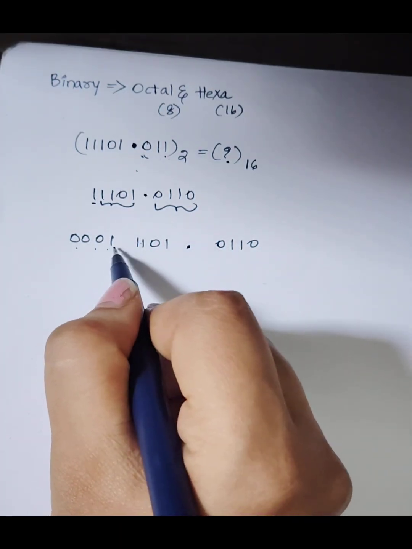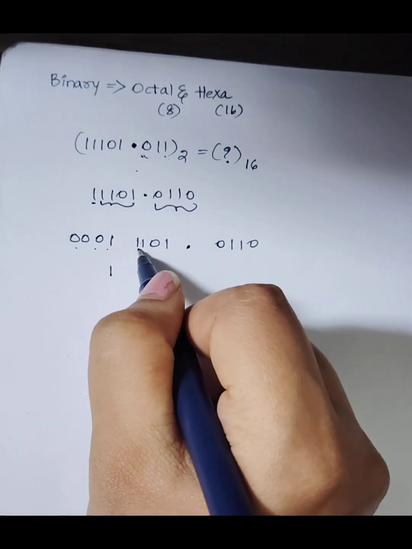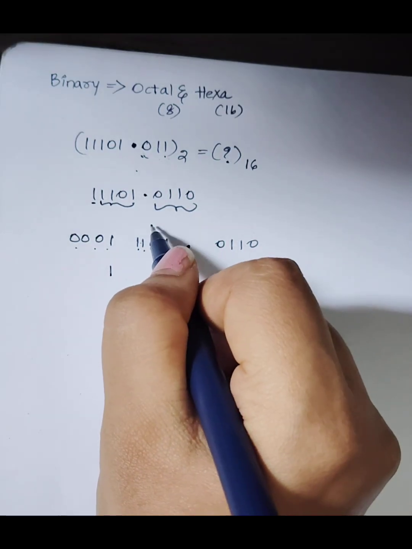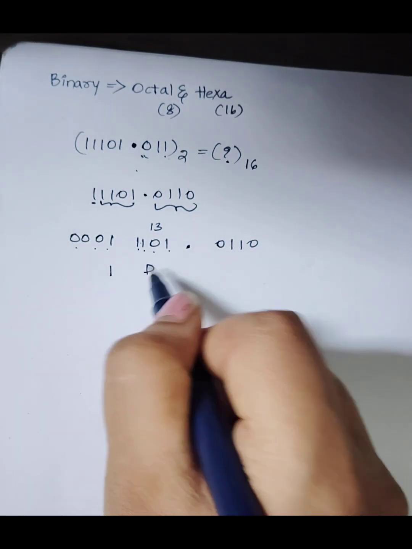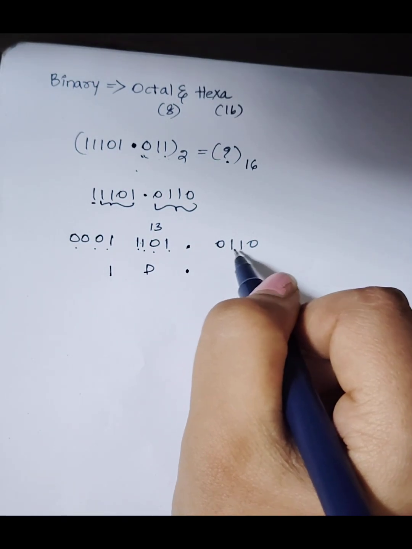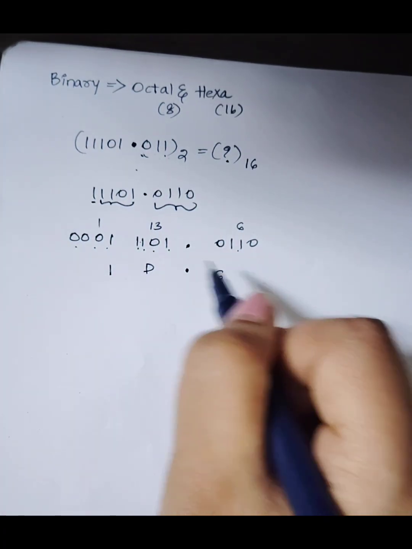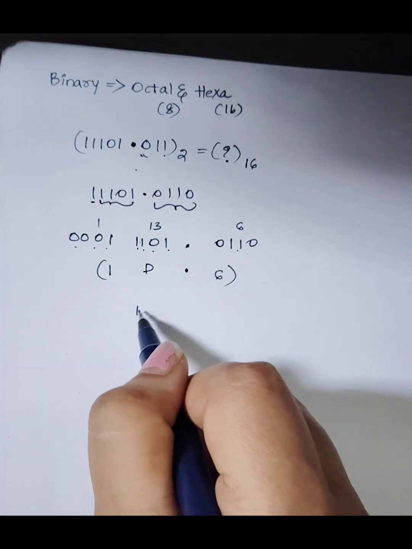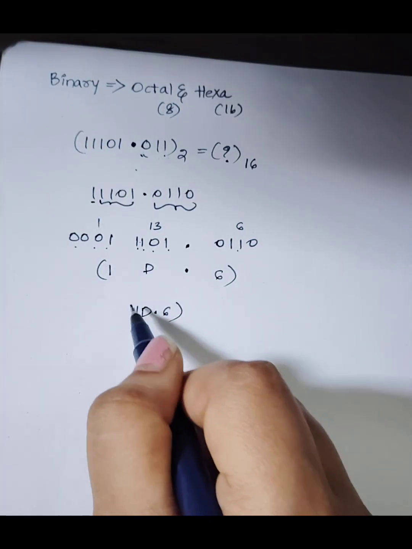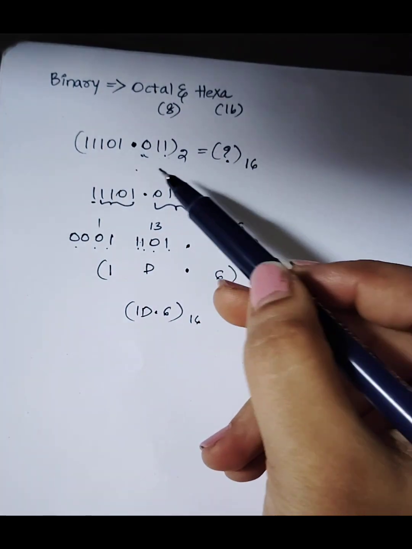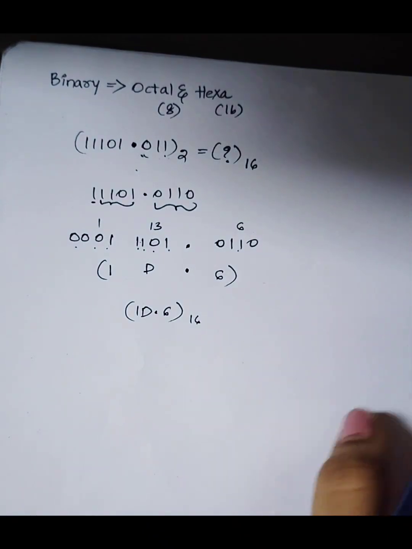So it is 0 0 0 1 meaning 1, 1 1 0 1 meaning 13, which is D, point, 0 1 1 0 meaning 6. So your hexa number is 1D.6. If you convert this binary number to hexa, it will be 1D.6.